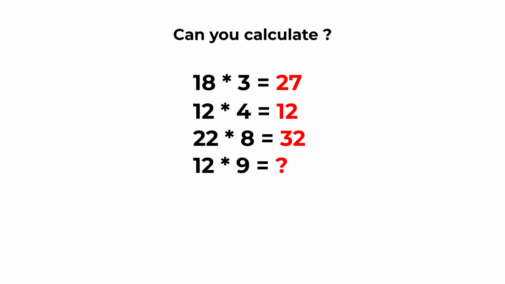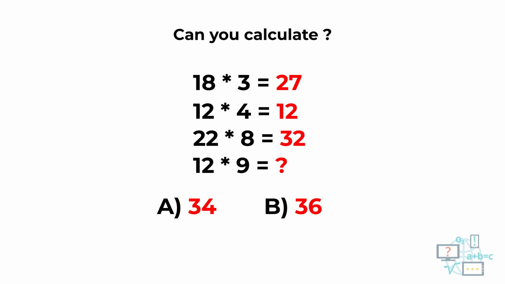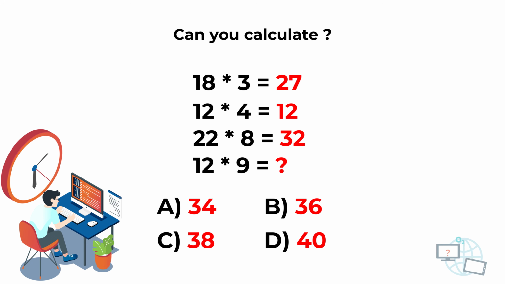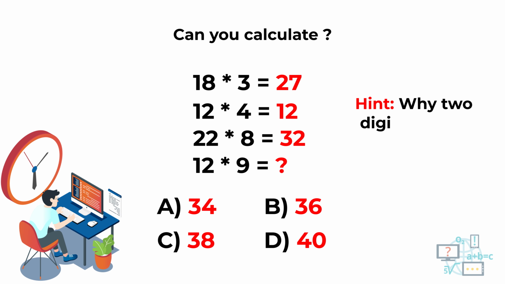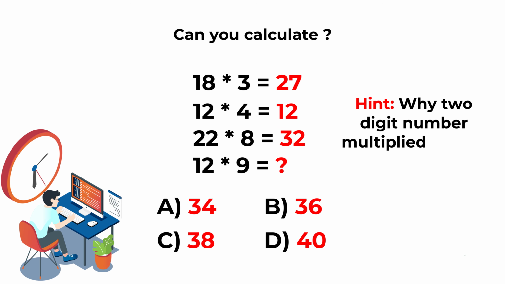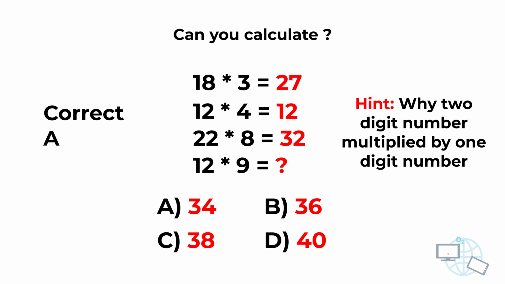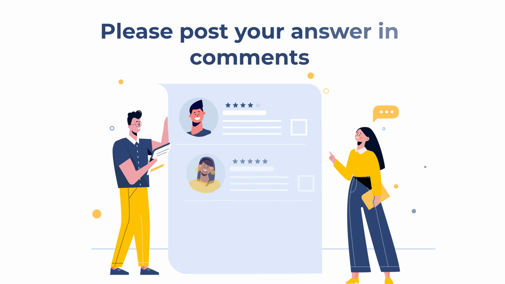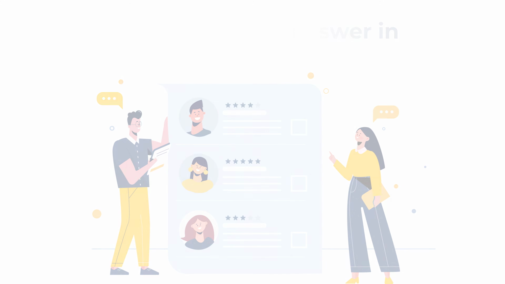You have 4 different choices. Choice A, 34, choice B, 36, choice C, 38, and choice D, 40. Do you see the answer? Give yourself a little bit of time because the answer may not be obvious. I'm going to give you a quick hint. Do you know why it's always 2-digit number multiplied by 1-digit number? The correct answer here is choice B, 36. If you figured it out, please make sure to post your solution in comments.